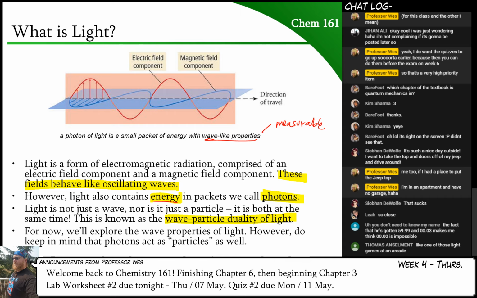The only thing that we really need to know about particles is that, yeah, particles exist, so like an electron is a particle, but light can behave like a, quote, particle. And so we'll treat it like that later on.